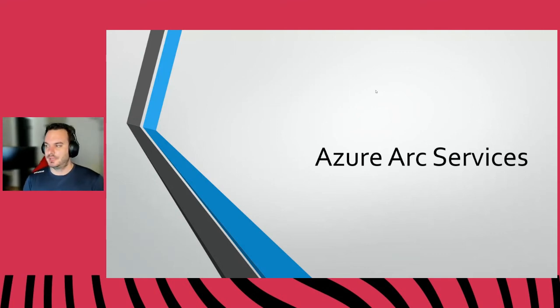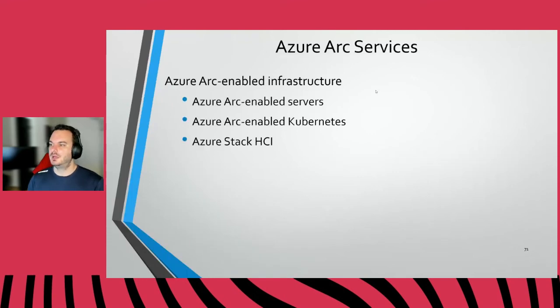And the last thing, maybe even the most interesting one, is to run Azure services with Azure Arc on our on-premise infrastructure. Before we do this, there are a couple of categories of Azure Arc. The first one is Azure Arc enabled infrastructure. This allows us to manage our on-premise infrastructure. This could be servers, Kubernetes clusters, Azure Stack HCI, or Microsoft SQL databases.